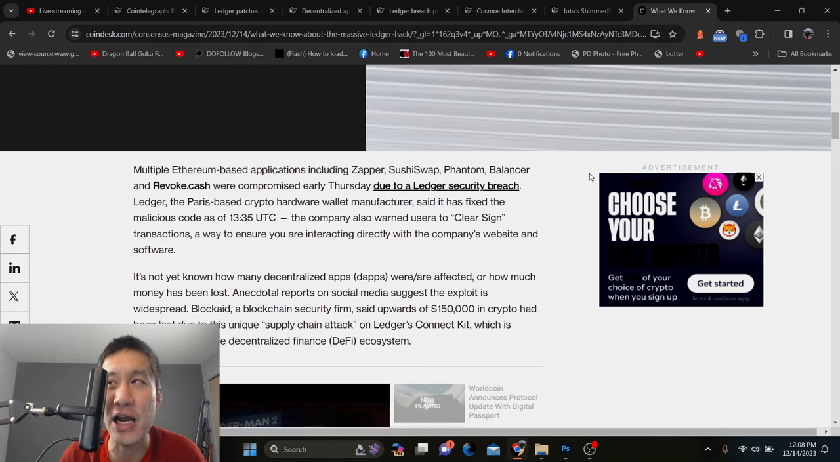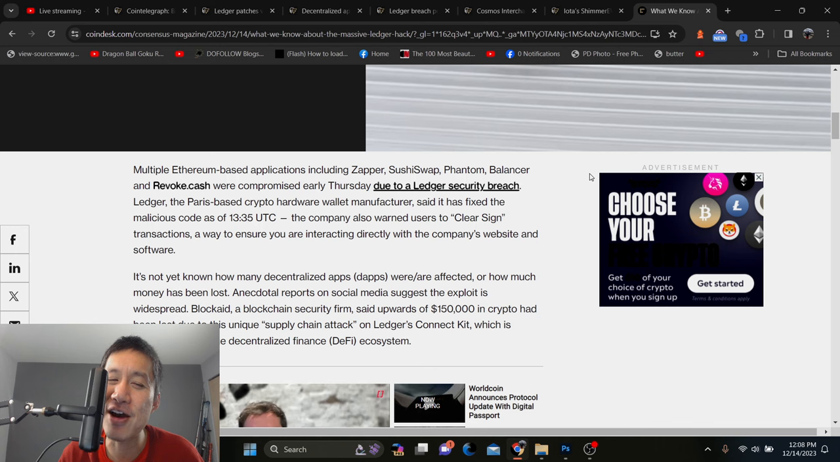Very, very bad, folks. A lot of people use Ledger Nano. They say hardware wallets are safer, but maybe they're not. Ledger, the Paris-based crypto hardware wallet manufacturer, said it has fixed the malicious code as of 13:35 UTC. So essentially, they have patched it.